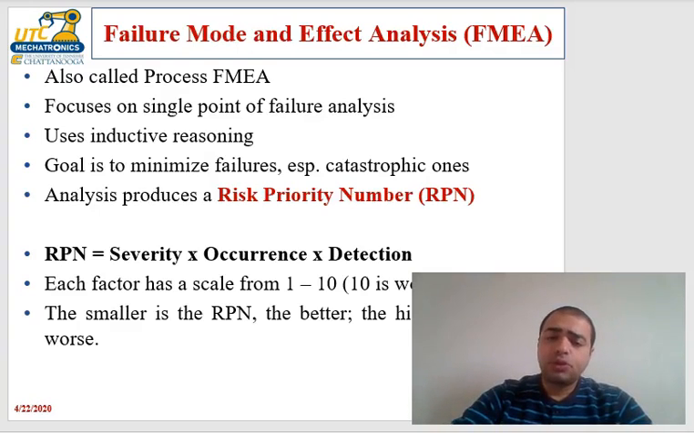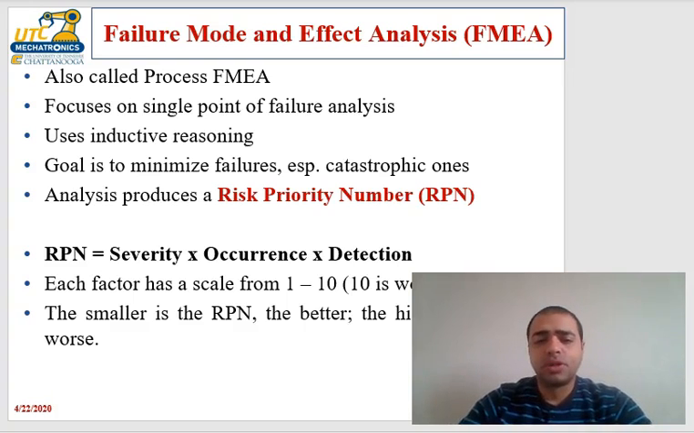Finally, let's talk about failure mode and effect analysis. It's very important. And basically here, what you do, you find the failure modes in a process. It focuses on single point of failure analysis, uses inductive reasoning, and its goal is to minimize failures, especially catastrophic ones.